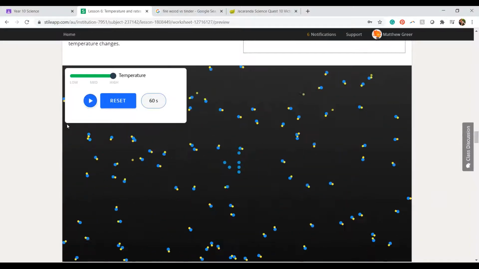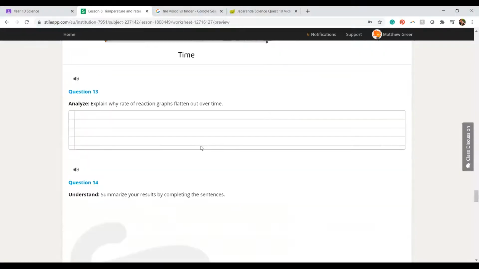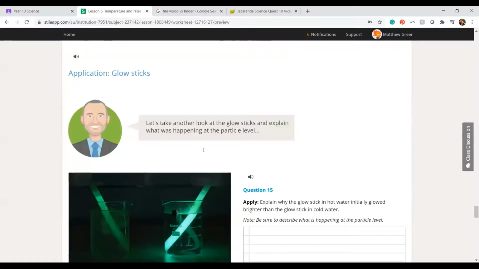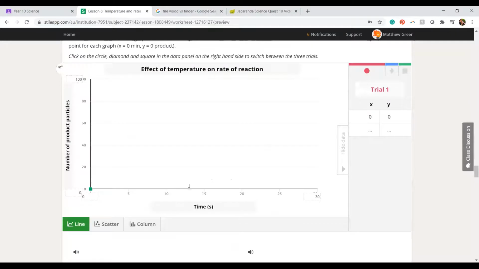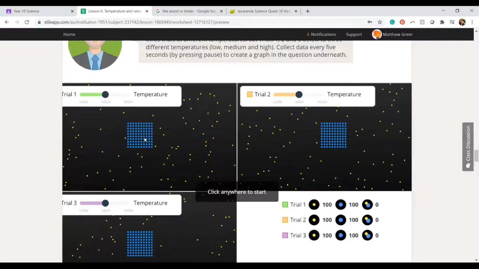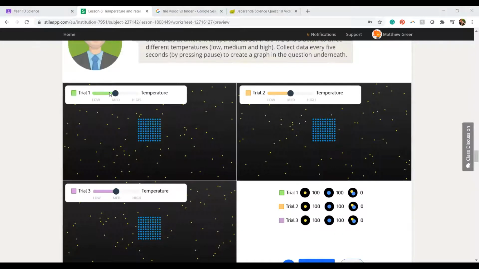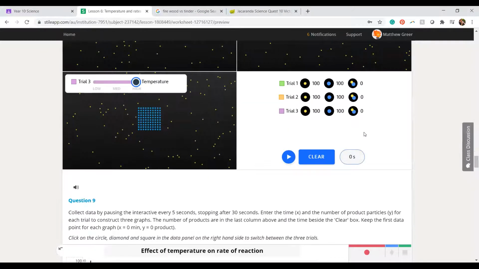A little bit more. I will quickly show you with this. It's got some questions, but it's got the same thing here. I want you to plot a graph. I wanted to show you guys what that graph would look like, and then I'm going to wrap up the end of temperature. So how you can set this up is you set one to work at low, one at medium, and one at high. And then I want you to plot a graph.